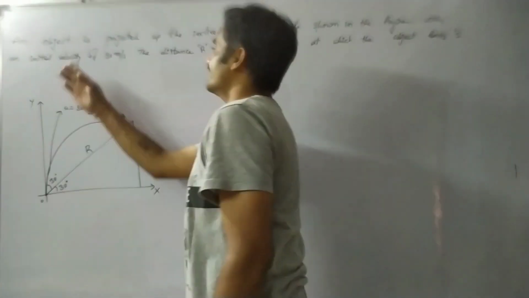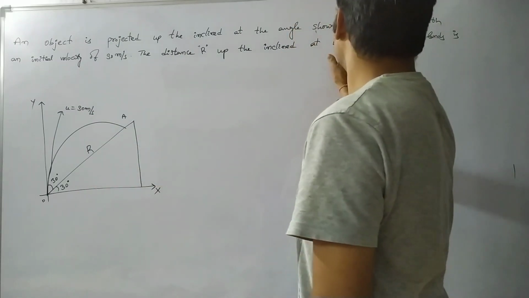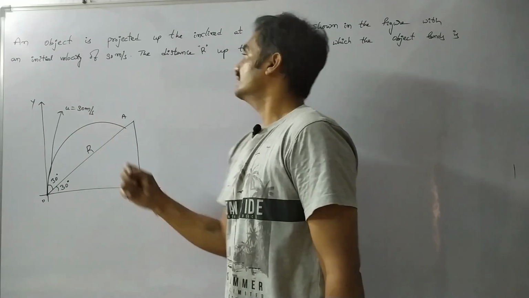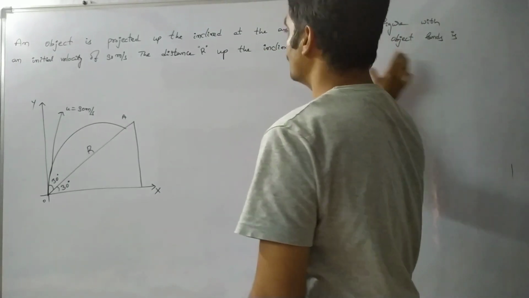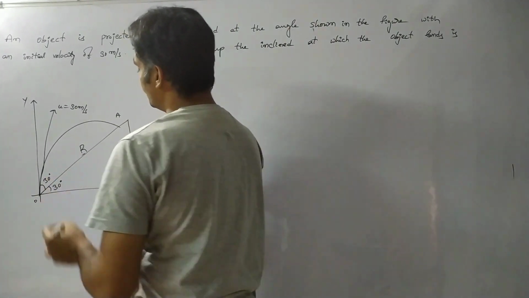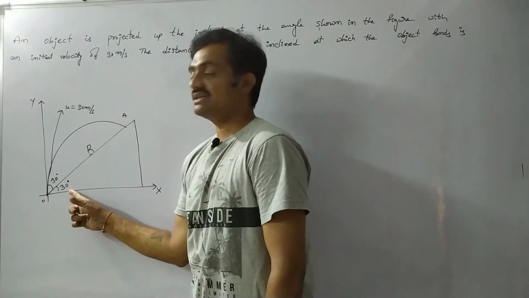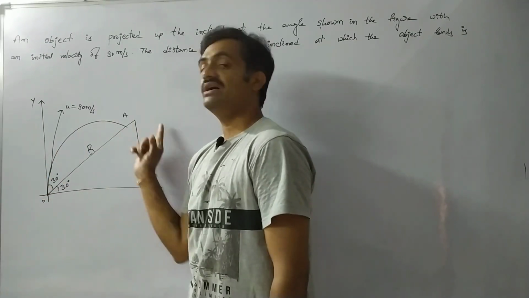The next problem is: an object is projected up the inclined plane at an angle shown in the figure with an initial velocity of 30 meters per second. Find the distance R up the inclined plane at which the object lands. Observe that we have to find the range along the inclined plane, where the angle of the inclined plane is 30 degrees and the body is projected at an angle of 30 degrees to the inclined plane.